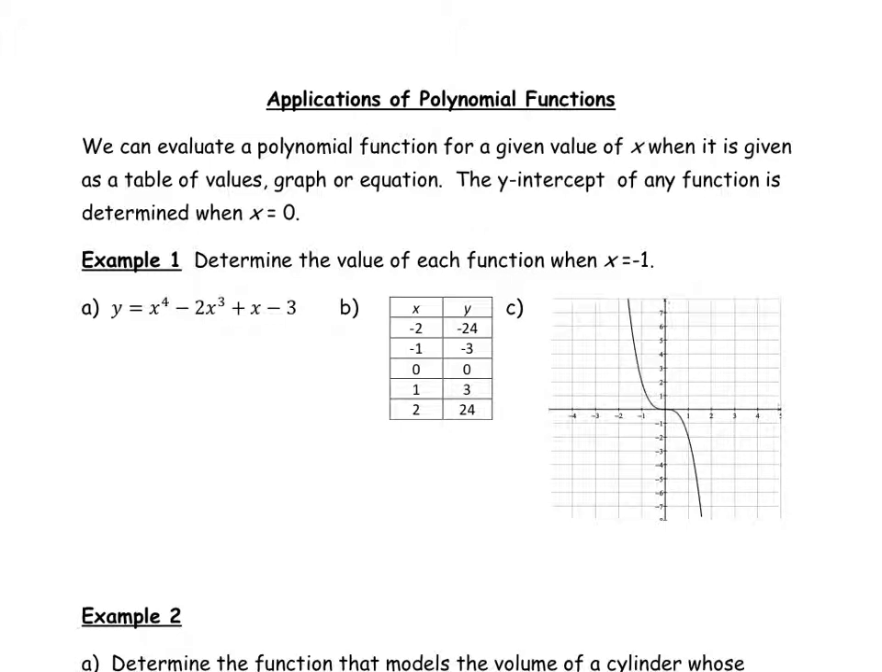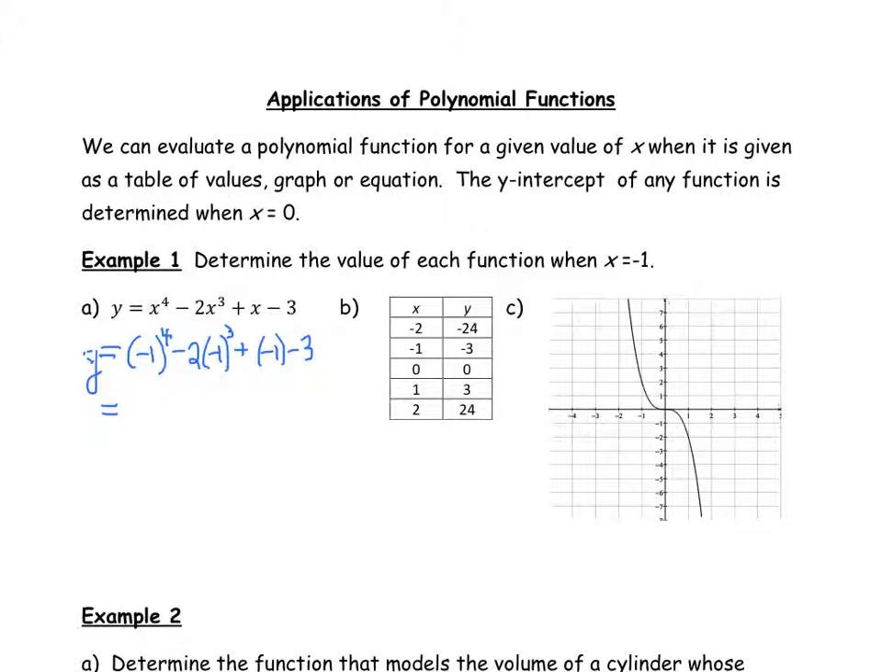So if you are asked to determine the value of your function when x takes a particular value, I'm going to show you how to do that depending on how your function is presented. So if the function is presented as an equation, and you have to find the value of that function when x is -1, then you would do that simply by replacing x in your equation with -1. So here we would have y equals -1 to the exponent 4 minus 2 times -1 cubed plus -1 minus 3.